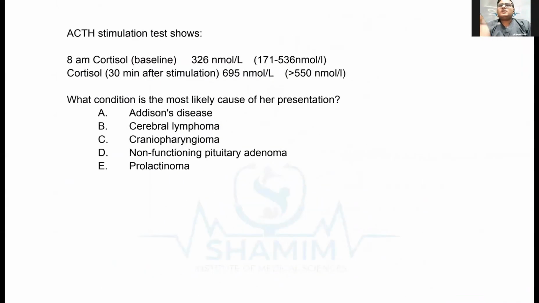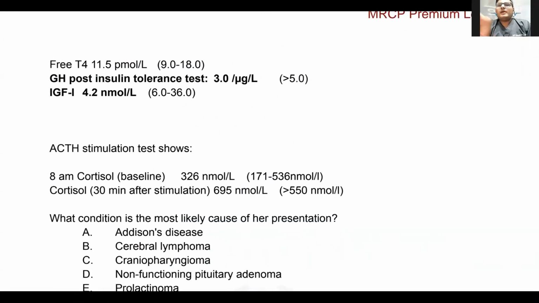Okay, and next is the free T4, that is 11.5, that is in the normal condition. It is normal also. And we give the level of growth hormone after insulin tolerance test. The point to be noted here is growth hormone after we give the insulin. That is only 3. Normally it must be greater than 20.